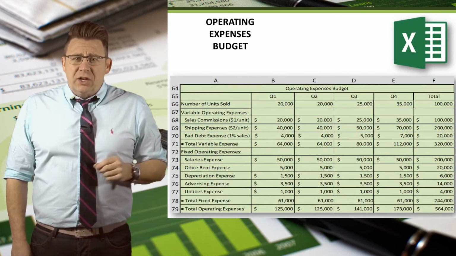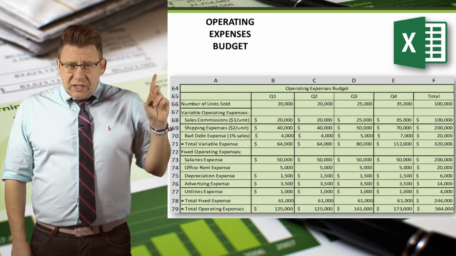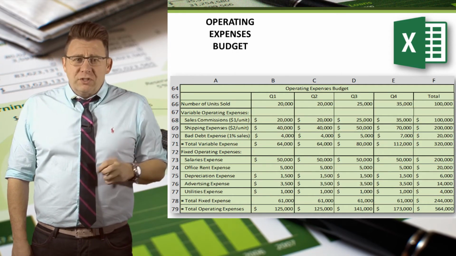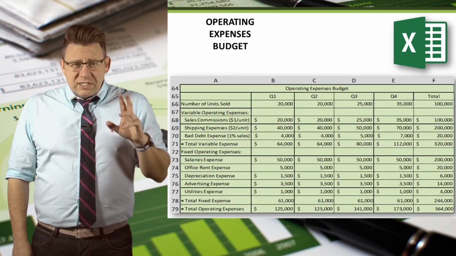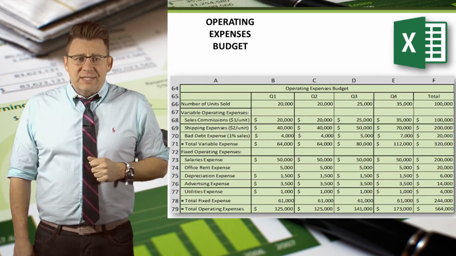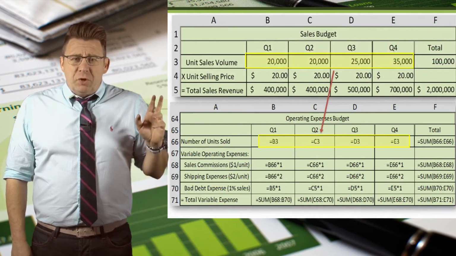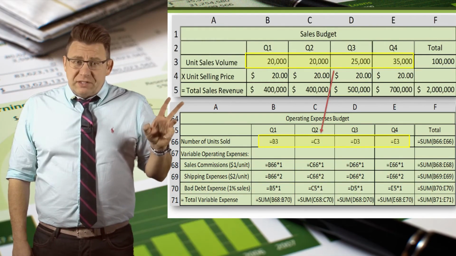So now let's look how to do this in Excel. Notice the column letters and the row numbers. We will need to reference these as we build this budget in Excel. Here we have both the sales budget and the operating expenses budget.